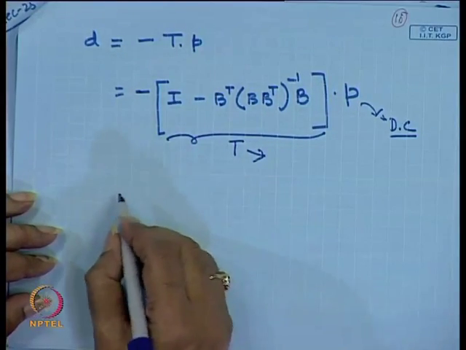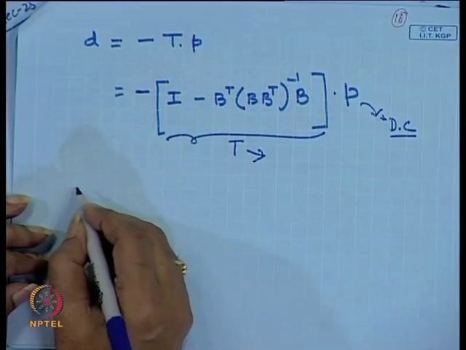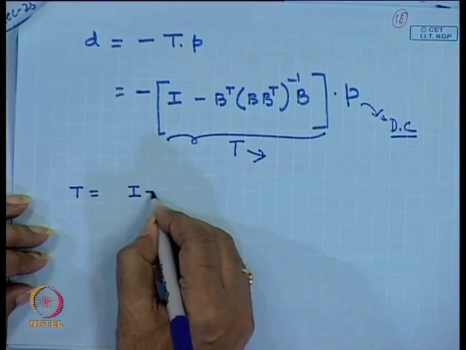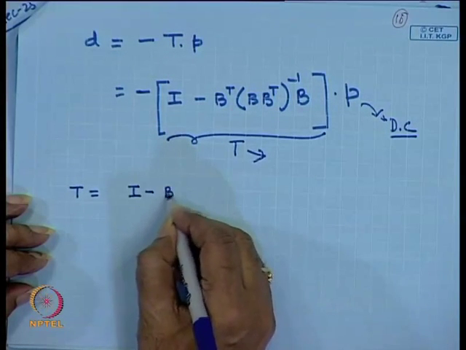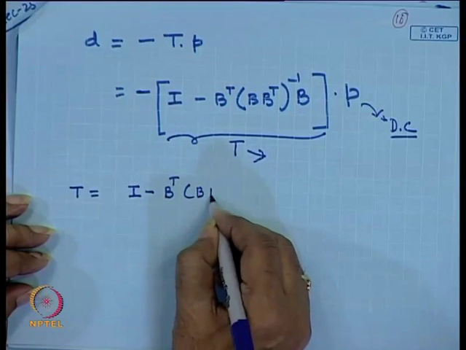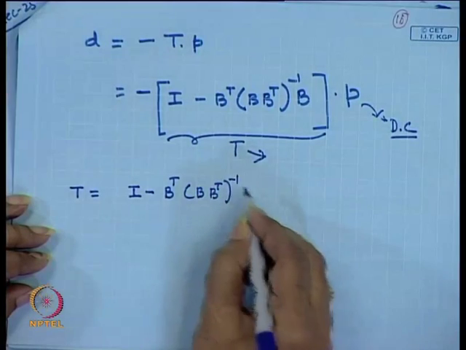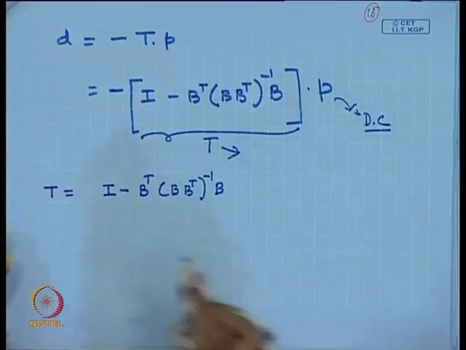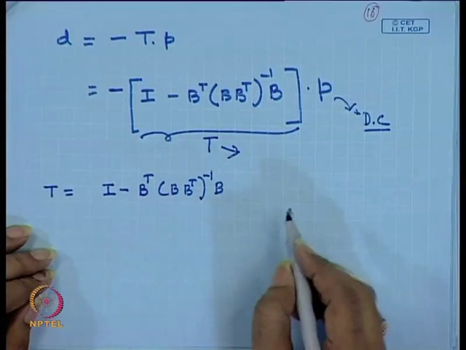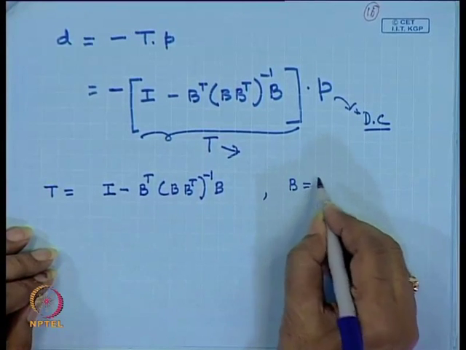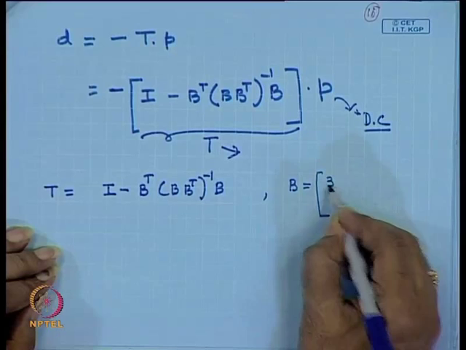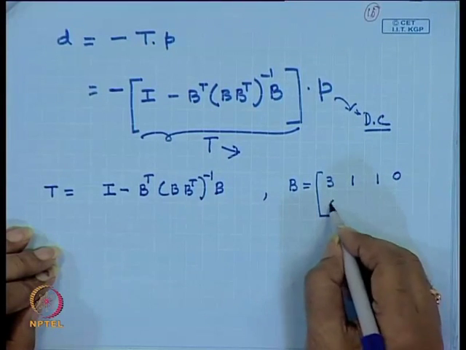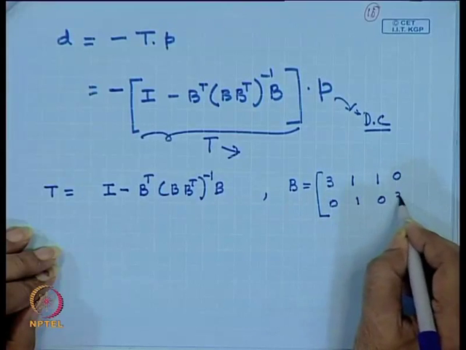First we have to compute t. t is equal to I minus B transpose, B into B transpose, whole inverse, B. This is our t. You know B, which you just computed: 1, 3, 1, 1, 0, then 0, 1, 0, 3.